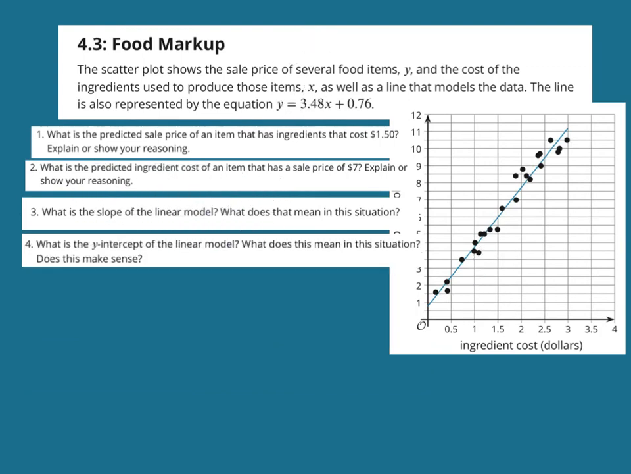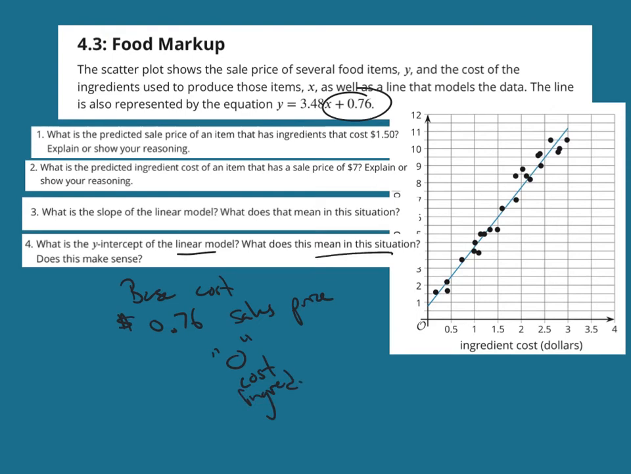The y-intercept of the linear model: what does it mean in this situation? I've kind of already said that's sort of the base cost. 0.76, or 76 cents, is the sales price when there is $0 in ingredient cost. And the question is, what does that mean in this situation? Does it make sense? If there is $0 in ingredient cost, we're going to recommend a 76 cent sales price. Does that make sense?